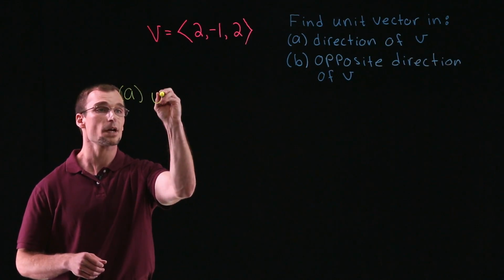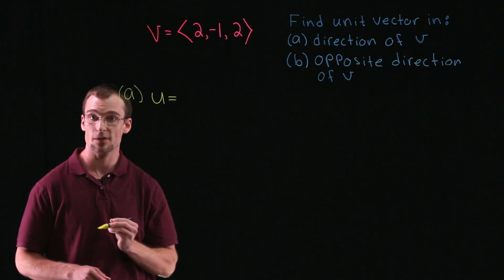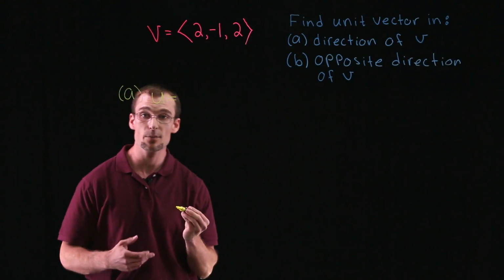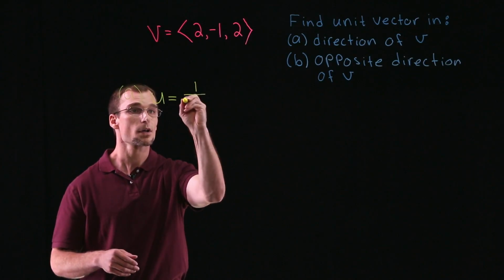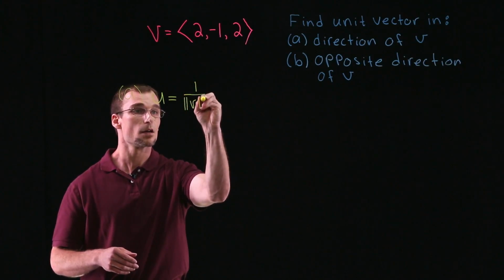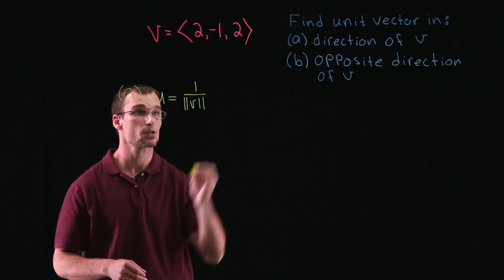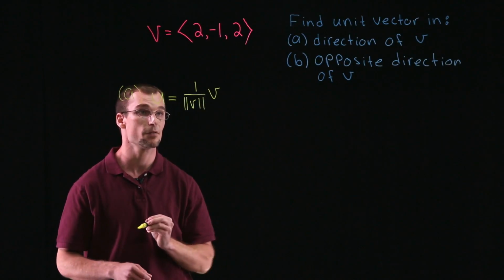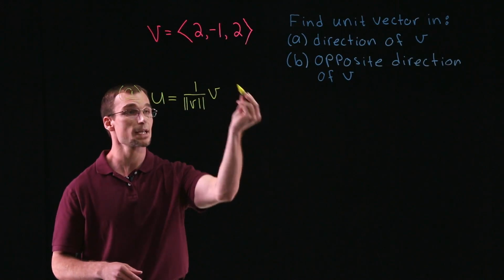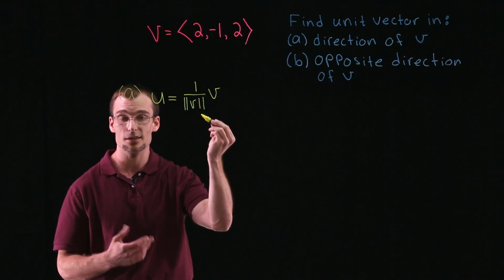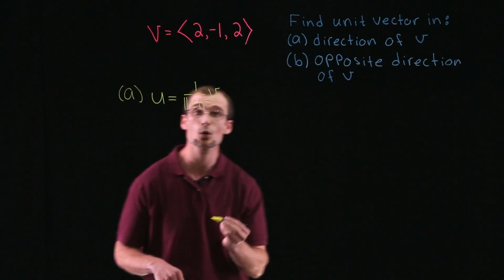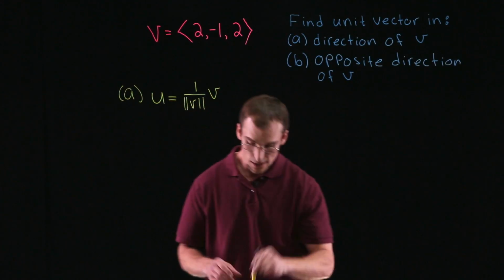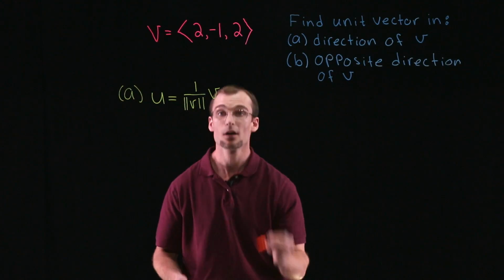So how we find a unit vector in the direction of a vector, which we'll call u, is the same in 3 dimensions as it was in 2 dimensions. We're going to take 1 over the magnitude of our vector v, which is a scalar, and multiply it by v. So again, what we're doing is we're simply taking the vector v and scaling its length down by 1 over its magnitude to give a length of 1. So to compute this, what we need to find is our magnitude of v.